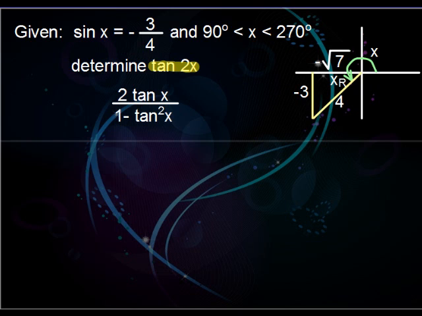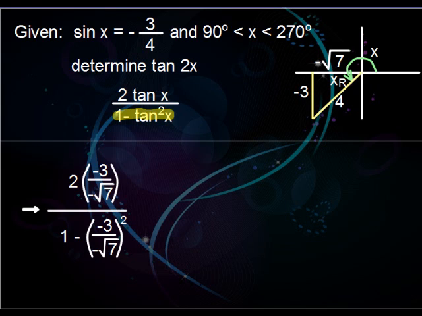Okay, let's go ahead and write our formula now for the tan of 2x. That's 2 tan x over 1 minus tan squared x. Now the tangent is what we're going to need to determine, and the tangent is opposite over adjacent, so that's going to be negative 3 over negative the square root of 7. So that's the top, and then for the bottom it's going to be 1 minus the same thing.